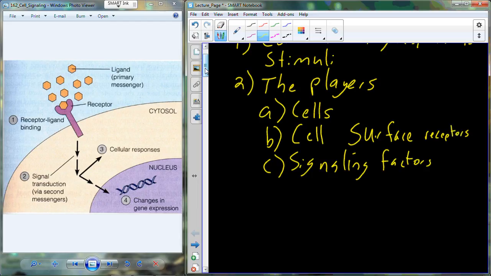Or it could be an external factor. It could be some sort of particle, some sort of chemical that has aroma attached to it. And then it binds up to receptors in the nose to send a nervous impulse into the brain and be interpreted as some sort of smell.